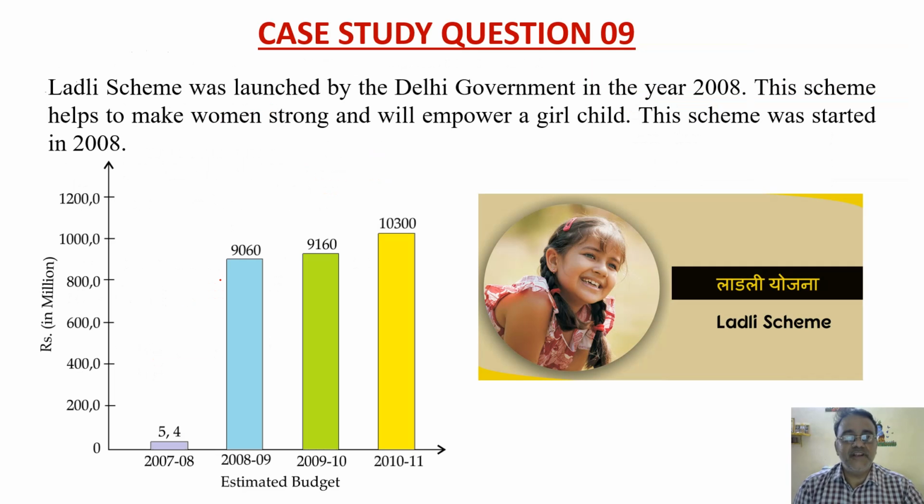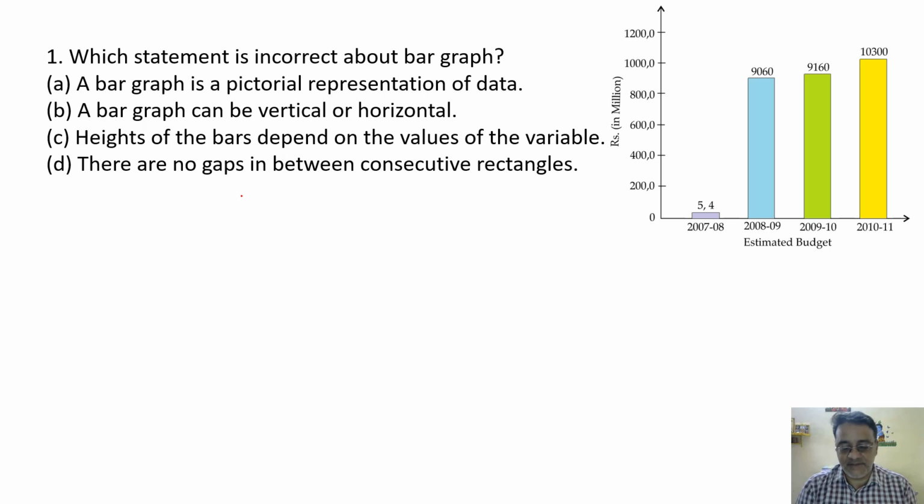Now we are moving toward the next case study, question number 9. Ladli scheme was launched by the Delhi government in the year 2008. This scheme helps to make women strong and will empower a girl child. This scheme was started in 2008 and based on this, the survey estimated budget for the 4 years is given in the form of graph. Okay, bar graph. And now we have to solve some questions based on this. So let us start with the first question.